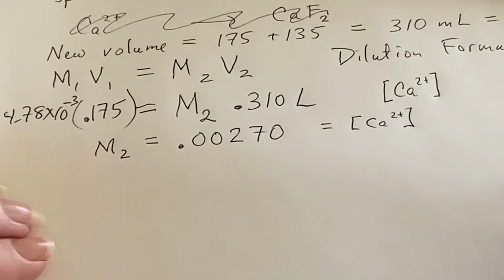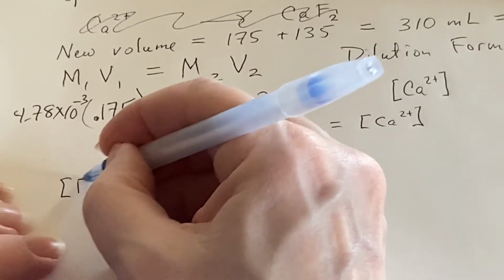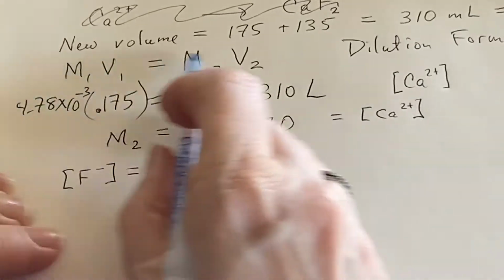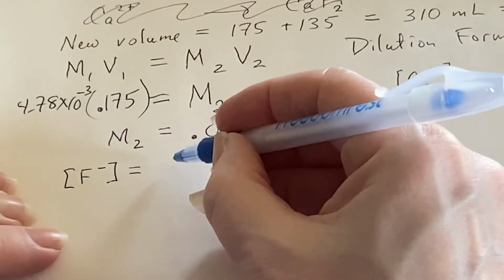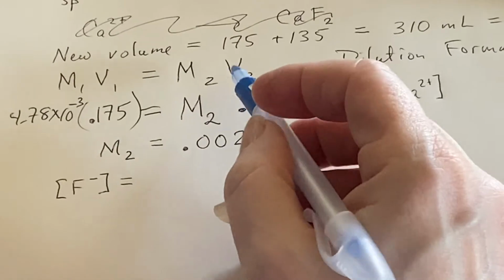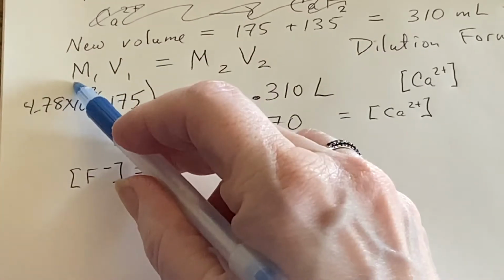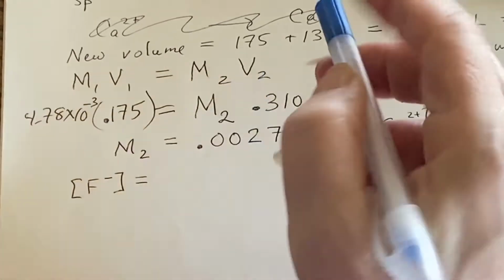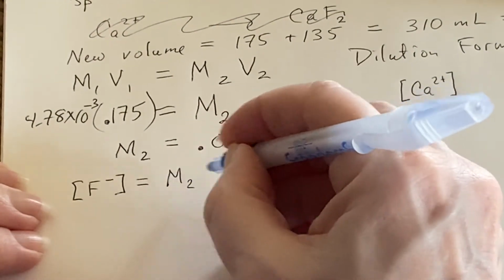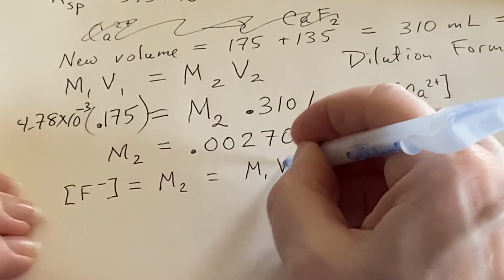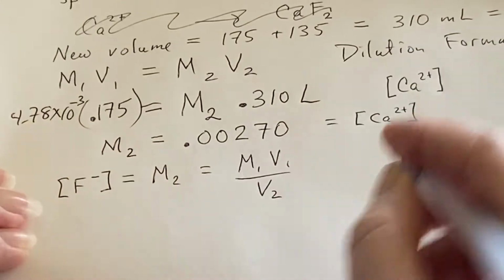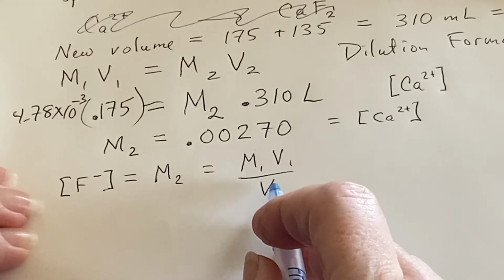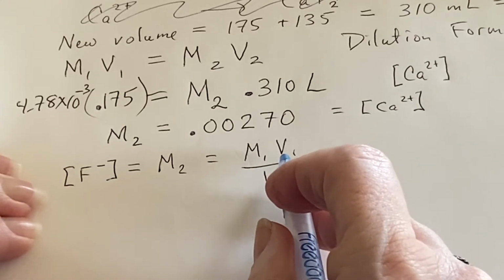And now I need to do the same thing for the fluoride, the fluoride ion concentration. Do the same setup where you're taking M1V1 and then dividing by the new V2, right? That's what I'm doing here. It's M1V1 over V2. If you like reorganizing things algebraically first, this is the process that you would try to do.